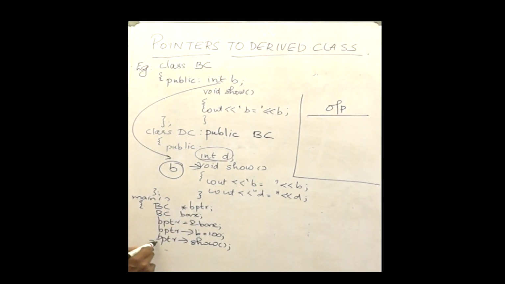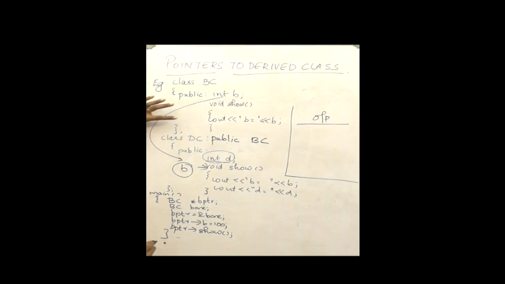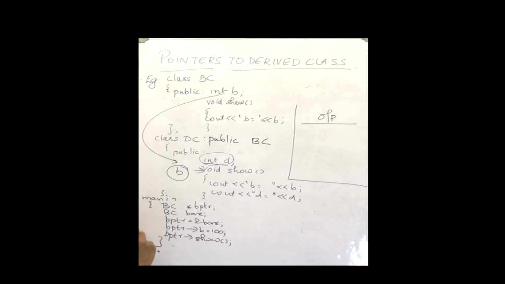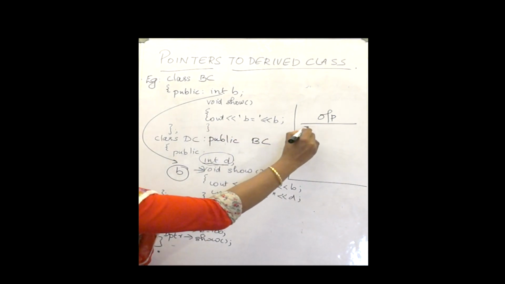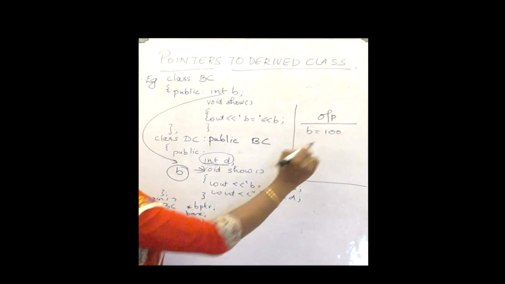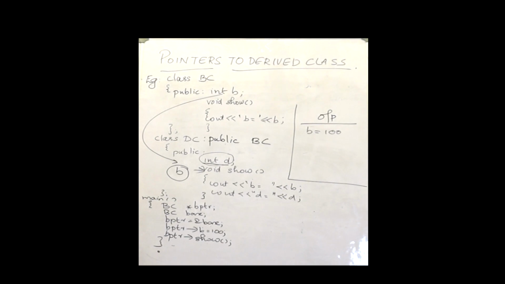The definition of show function is to print the value of B. Okay, so as BPTR contains the address of base class object and BPTR is calling show function, it will display the value of B, that is B equal to 100. So this will be the output of the program.